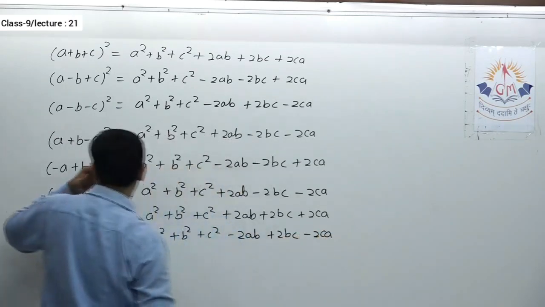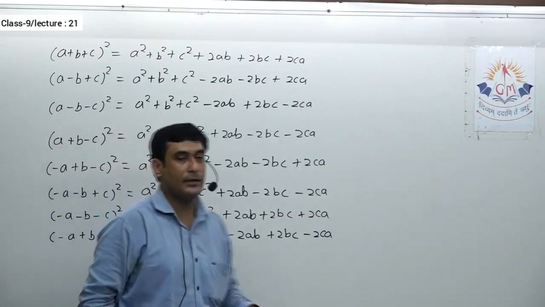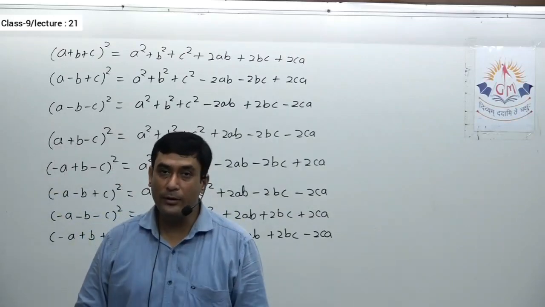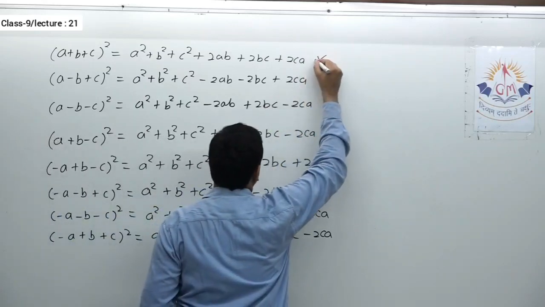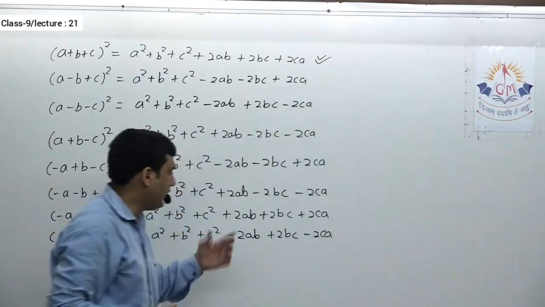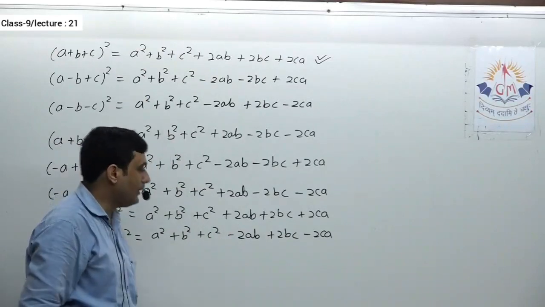So in this way you have 8 different identities, but again I am repeating, there is no need to mug up all the identities, just concentrate on this first one. If you remember this and the concept that I gave you, then there is no need to mug up these identities.